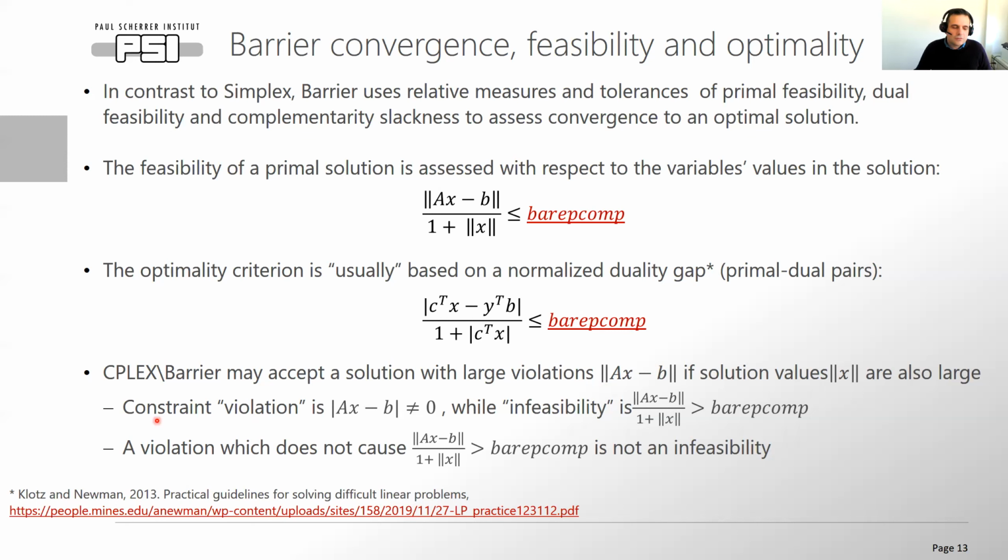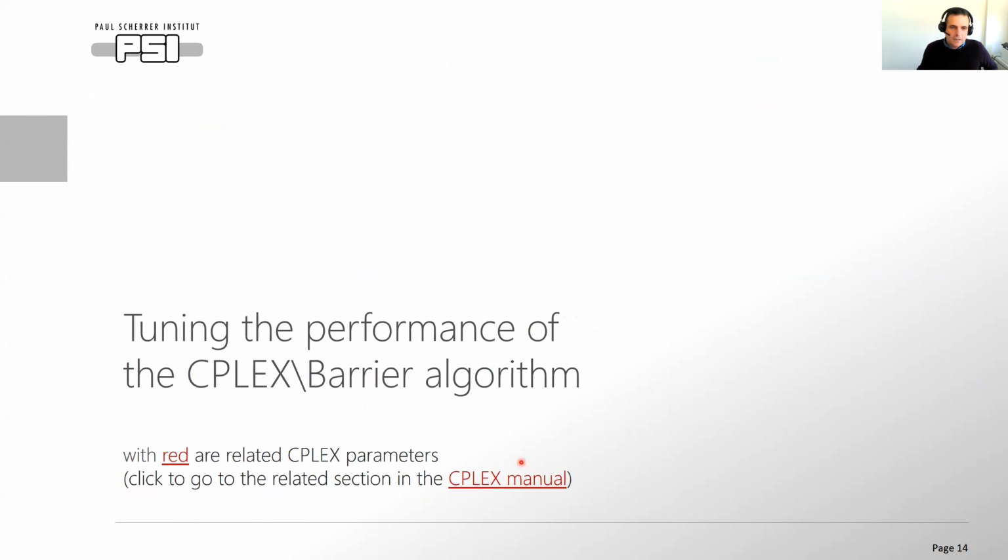So it's important to differentiate between a constraint violation, which is when our constraint matrix multiplied by our variables does not meet the right-hand side of our constraints, and infeasibility, because infeasibility is only when we have a violation of the convergence tolerance. So if we have a very large constraint violation, but it does not make this ratio violate the convergence tolerance, the solution is feasible.